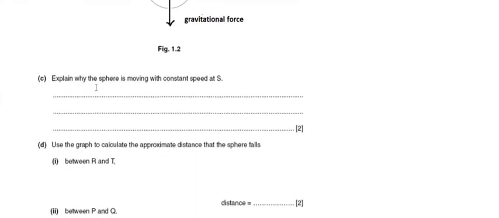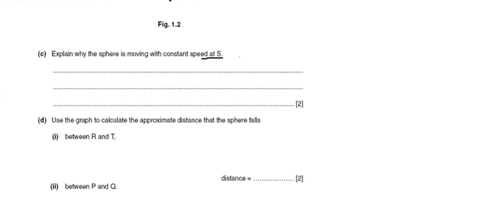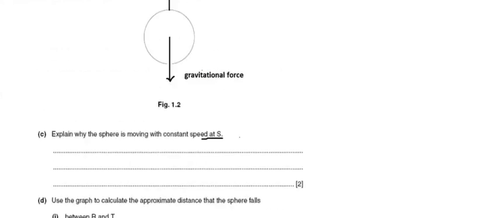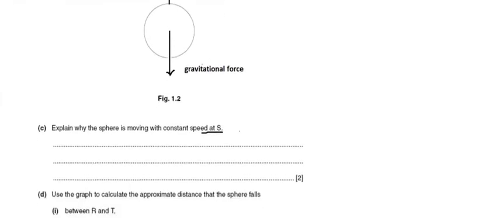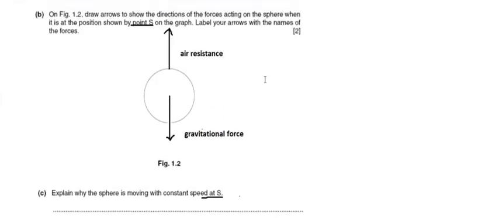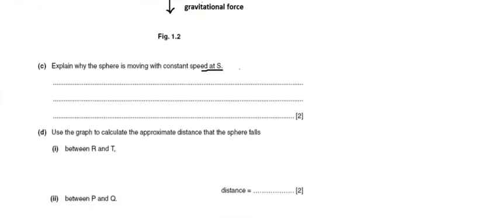Now explain why the sphere is moving with the constant speed at this particular point. So what is happening basically over here, as the object is moving down, the gravitational force is initially greater than the air resistance, but as it moves down, the air resistance increases continuously, and at a particular point, that is nothing but point S, the gravitational force and air resistance are equal and opposite. That's why it is moving with the constant speed.